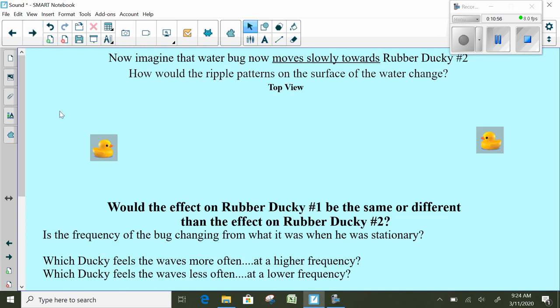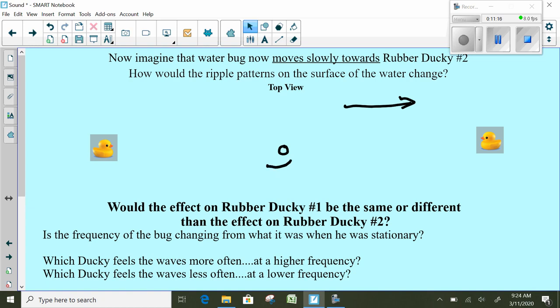Now I'm going to do the exact same thing. I'm going to draw the bug here on the water, but now the bug's going to bounce up and down, but he's going to move towards rubber ducky number 2. So the bug's going to travel this way as he bounces. And what's going to happen is, and you may or may not be able to visualize this, but I'll show you some animations in a second.